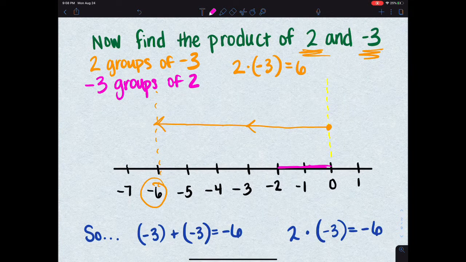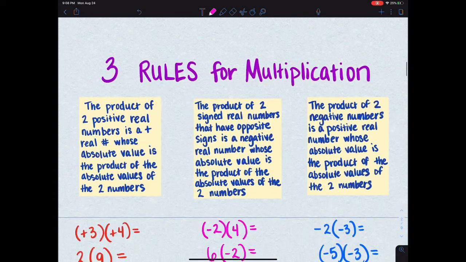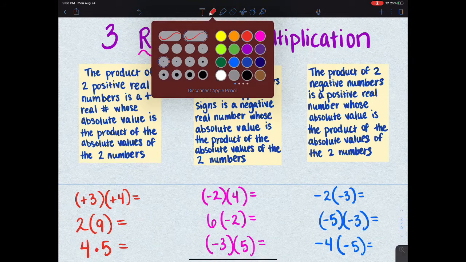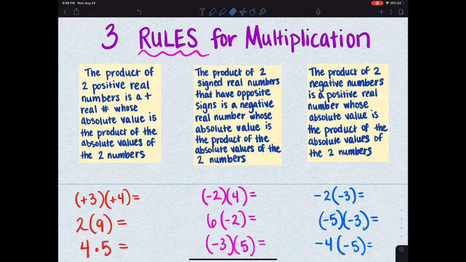But when it comes to multiplication and division, it doesn't want you to do that. It wants you to learn rules. So there are rules for multiplication and rules for division, and those are the rules that you're going to use. We're just going to go through them one by one, and it sounds complicated right now, but I think you'll see that it's not that complicated.